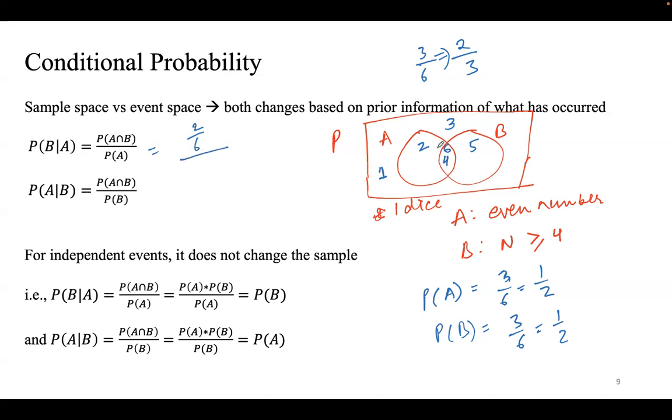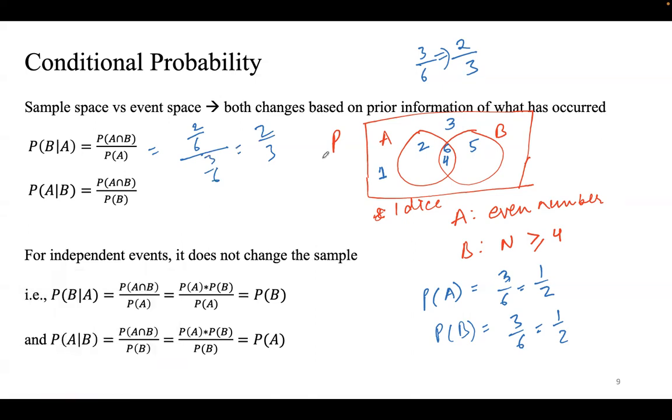A intersect B means an even number which is also greater than or equal to 4. So it's 4 and 6, which means 2 out of 6 options, because for this, your sample space is the same as what it was initially. And then the probability of A happening, so A is an even number, 2, 4, 6. So this is 3 by 6, right? So now I also get 2 by 3 in this way. Last one, done. Any questions? Nothing? Okay. Now let's try the other option.